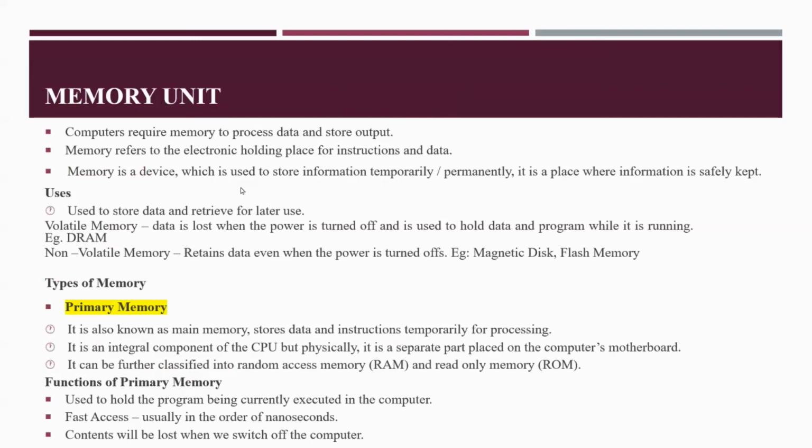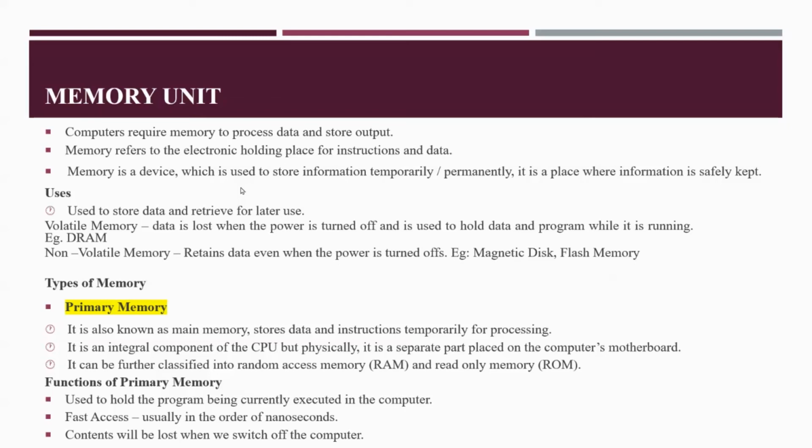We know that we use memory for storing data. So why is memory most important? Because whenever we are processing some data, we need to store the data somewhere. So the memory unit is very important, and basically memory can be classified into two different types: primary memory and secondary memory. Primary memory is otherwise known as main memory, and it is basically used for storing data temporarily for processing. And primary memory can be classified into two different types: RAM and ROM, random access memory and read-only memory.